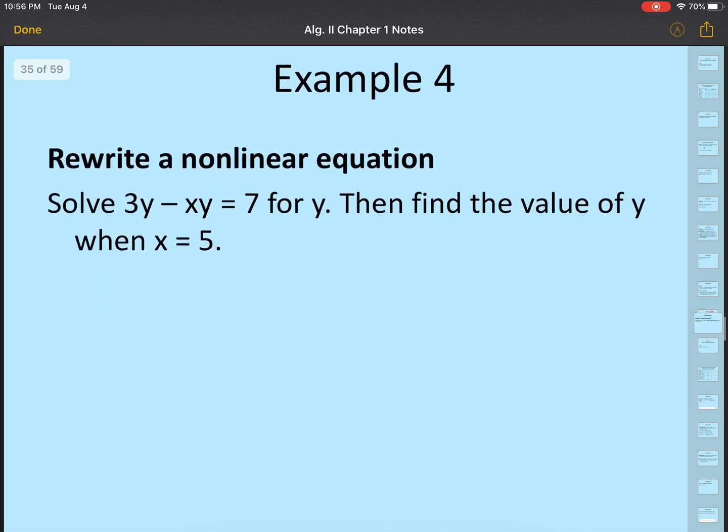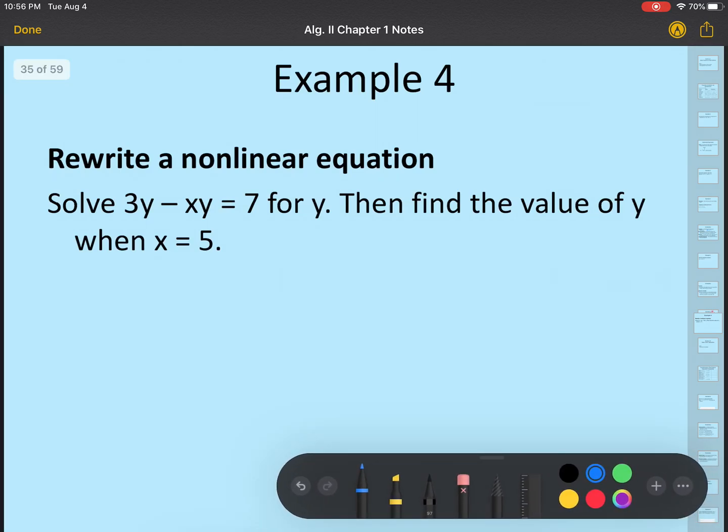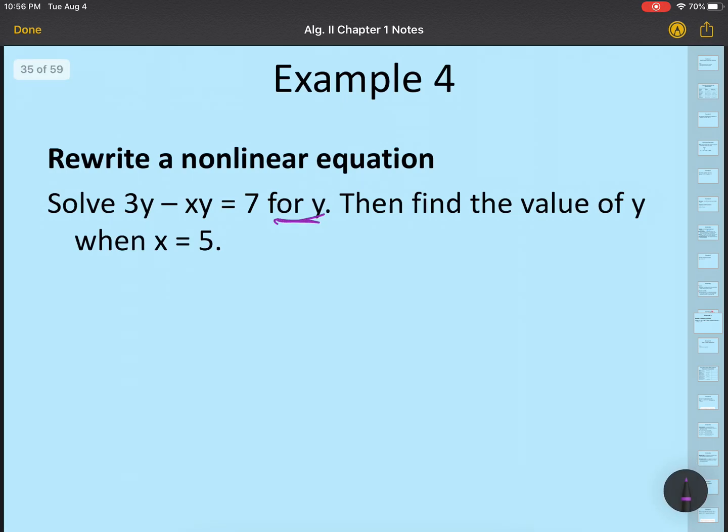In example 4, this one's going to look a little bit different. Okay, so this tells me I need to solve for y again. So let me rewrite it. 3y minus xy equals 7.